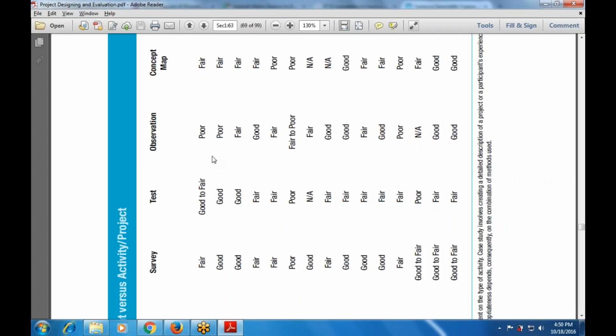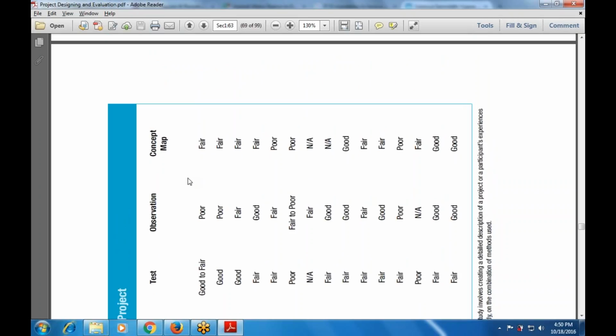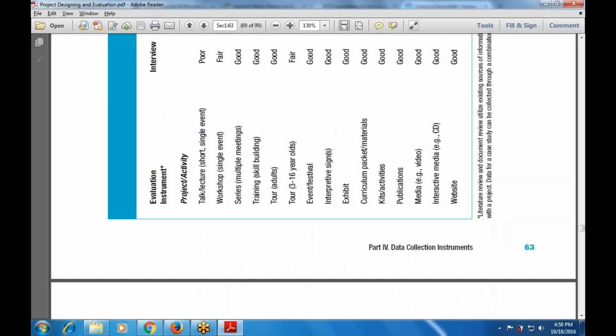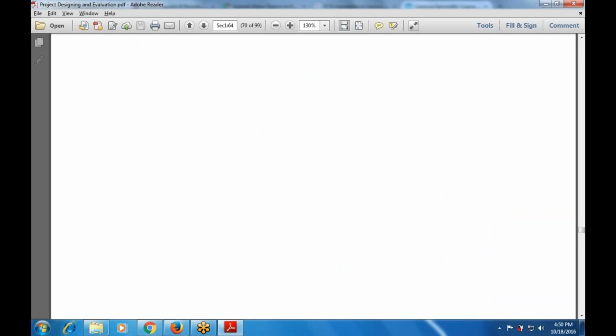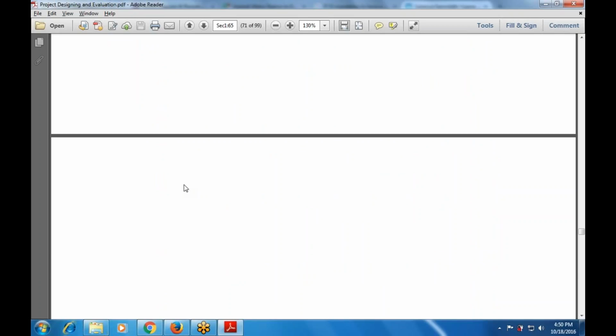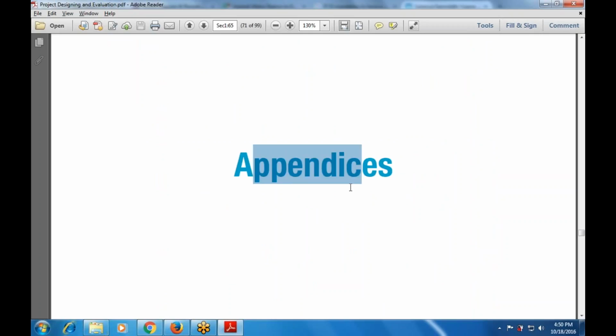How the appendices will be used, what are the various comparisons of the data collection instruments, that include the test, the observation, the concept map. So let's stop here. In tomorrow's class, I'm going to take up the appendices, what the various appendices are that are included with this. Appendices means the appendix of this condition.